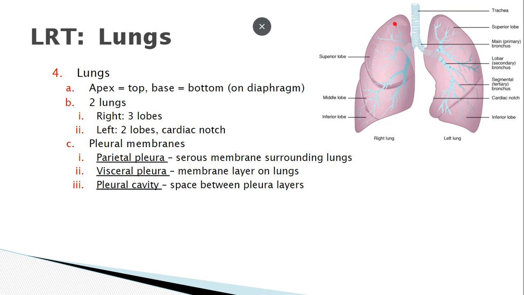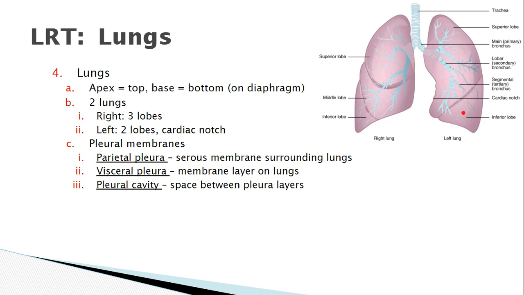This is called the apex of the lung, but this time it's on top and not on the bottom like it was in the heart. And then the bottom we call the base because it's the wider part, and that sits on the diaphragm. When we look at the lungs, like we said, the right lung is going to have 3 lobes, superior, middle, and inferior, and the left lung has 2 lobes, superior and inferior.